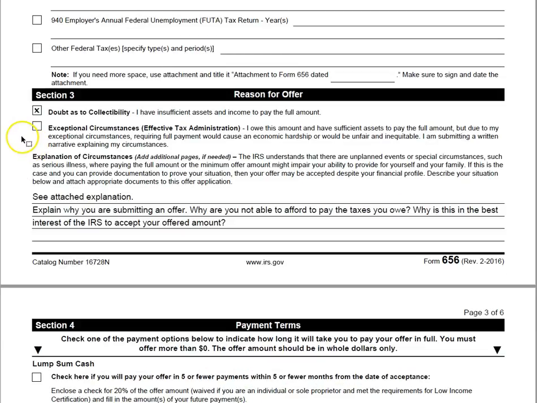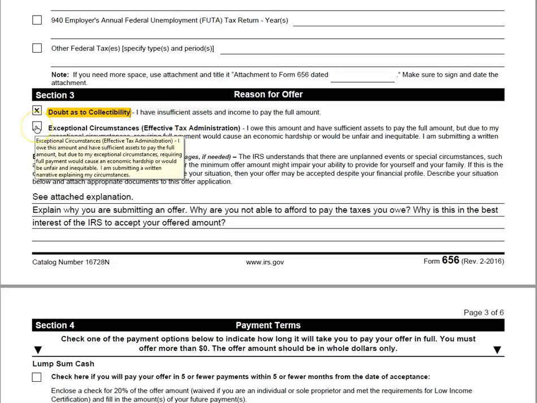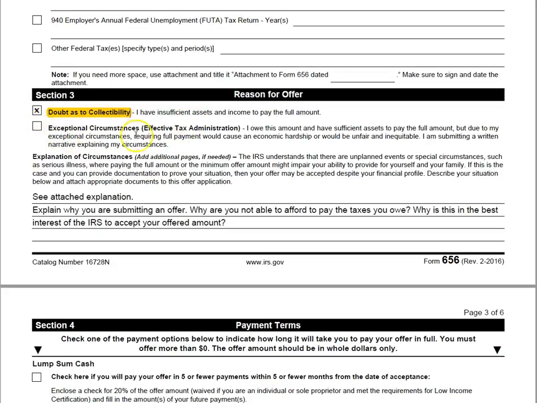Section 3 is going to be the reason for the offer. Most applicants are going to submit their offer based on doubt as to collectability, stating you have insufficient assets and income to pay the full amount. There are some taxpayers that will qualify for the effective tax administration offer. However, this is a completely different way of submitting an offer, and this form is not intended to guide you towards that. So doing a doubt as to collectability offer, you would want to provide an explanation of circumstances.